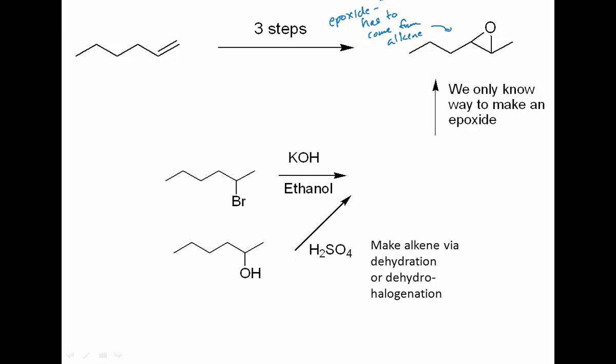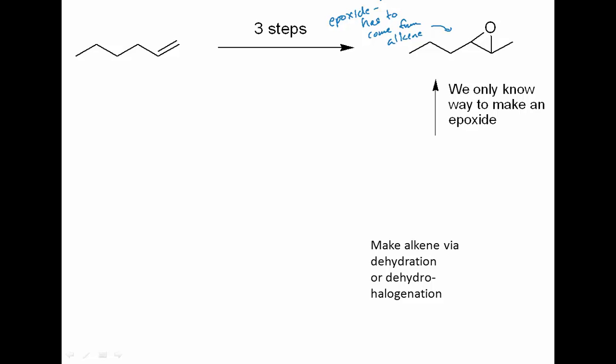All right, so somehow or another I've messed up the animation. Sorry about that. The only way we're going to be able to make this epoxide is by treating that alkene with a peroxy acid.